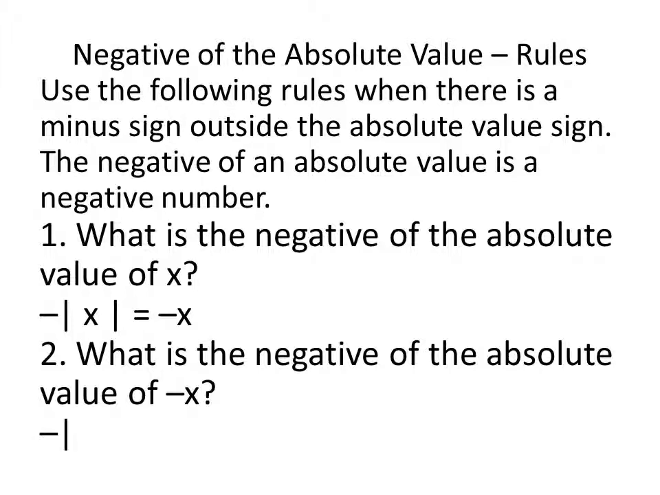The negative of the absolute value of negative x is represented as a negative sign in front of the absolute value sign with negative x inside the absolute value sign. Remember that the absolute value of negative x is equal to x, but here we have the negative of the absolute value, so we need to put a further negative in front of our answer to get negative x. So the negative of an absolute value is always negative.